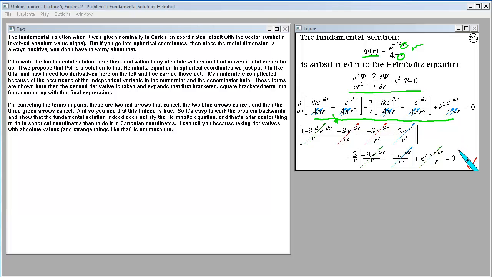So it's easy to work the problem backwards and show that the fundamental solution indeed does satisfy the Helmholtz equation. And that's a far easier thing to do in spherical coordinates than to do it in Cartesian coordinates, I can tell you, because taking derivatives with absolute values and strange things like that is not much fun.